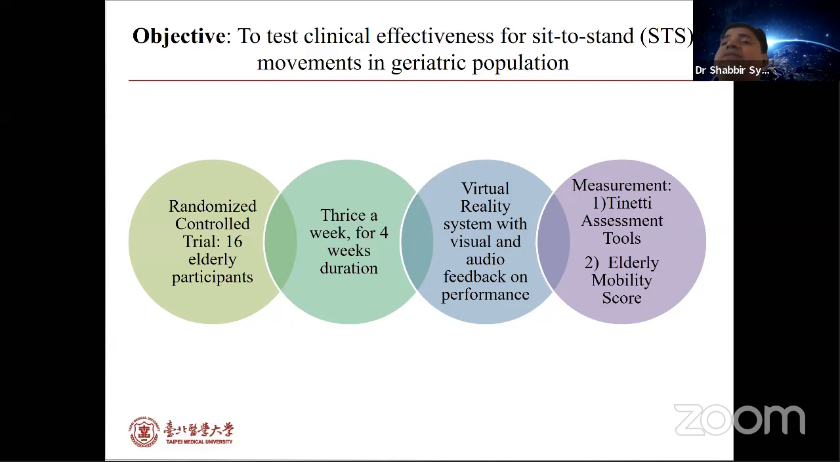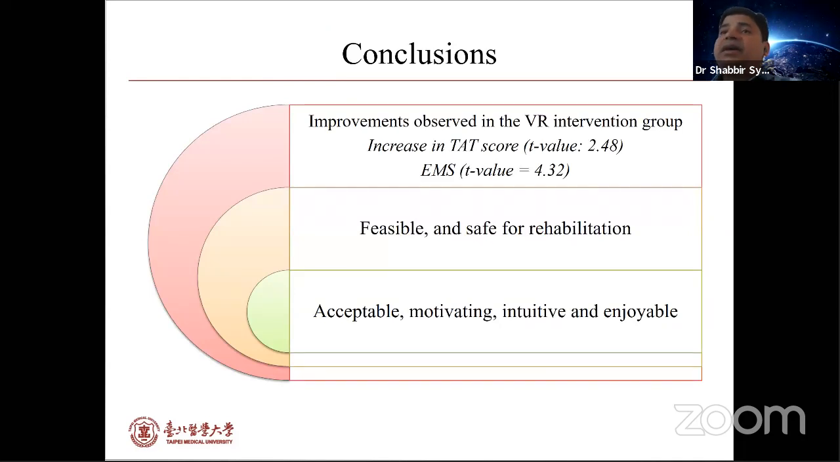A virtual reality system with visual and audio feedback on performance, and they used the dignity assessment tool and elderly mobility score. And again, the increase in this score was 2.48 with a p-value of 4.3. The conclusion: feasible and safe for rehabilitation, acceptable, motivating, intuitive, and enjoyable.